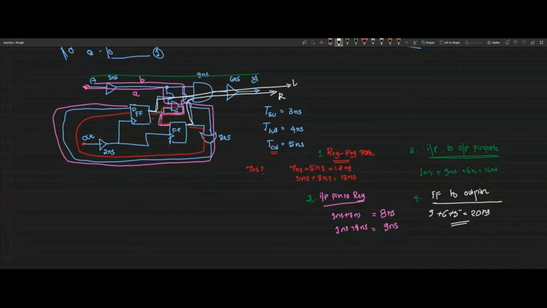So while considering the Fmax, you have to see the maximum delay, where we have 20 nanosecond. With this we have to decide what is your maximum operating frequency. This way we have to analyze and decide the operational frequency of the circuit.